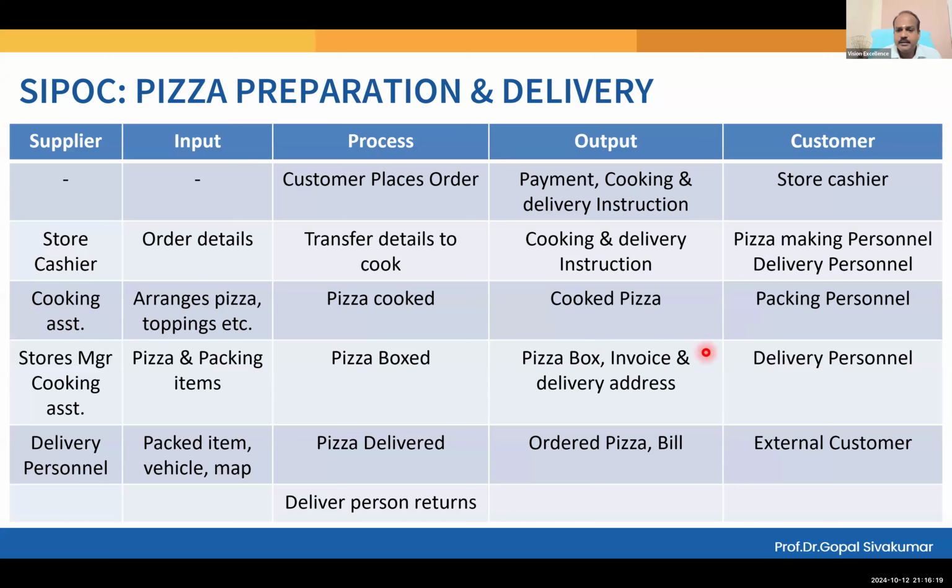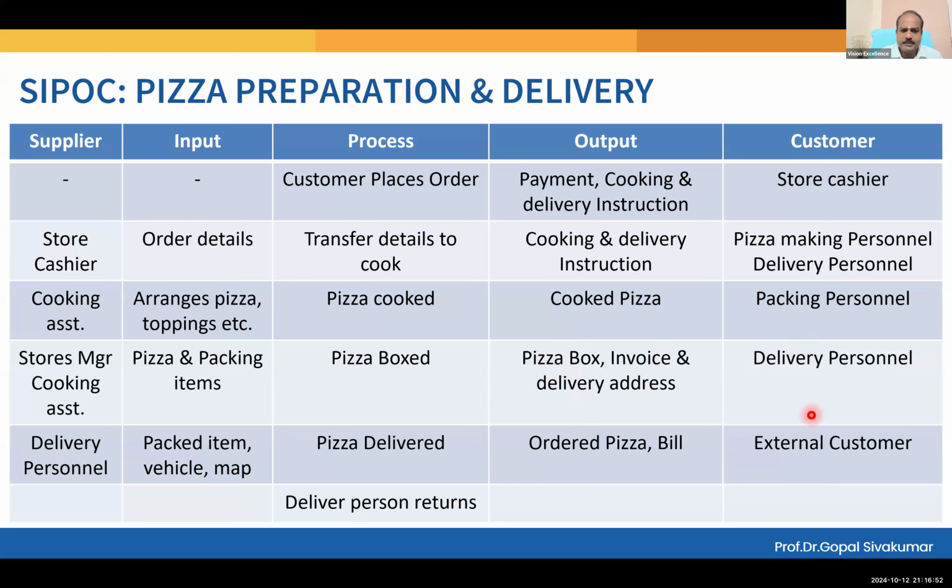Now the next step, the packaging person will take the responsibility. He becomes the process owner. He has to pack the pizza in a way that when the delivery boy takes it to the end user, the packaging remains intact. It should remain tamper proof as well as leak proof. So the packaged pizza along with the invoice and the delivery address, everything is handed over to the delivery boy.